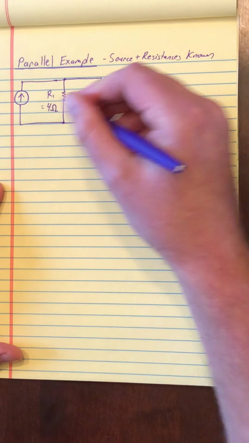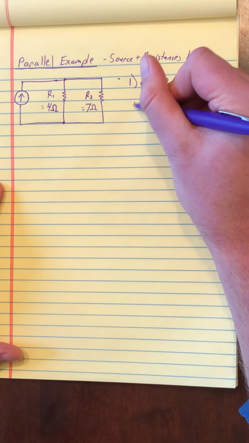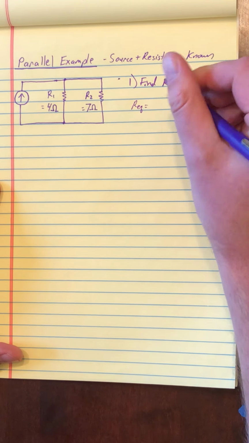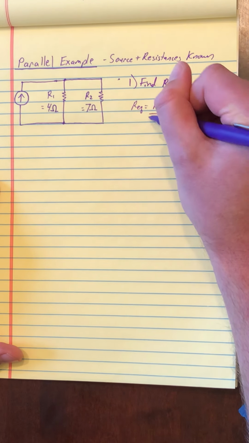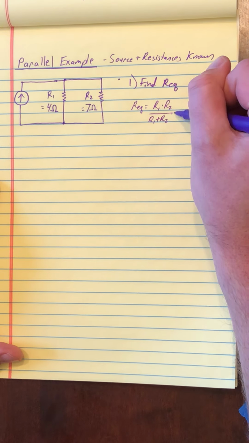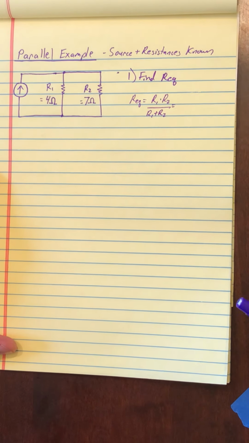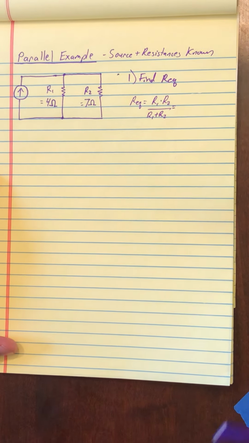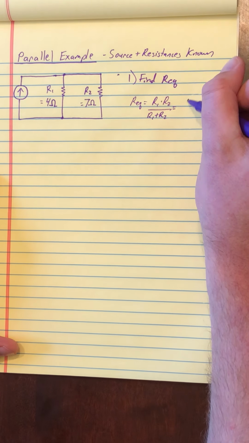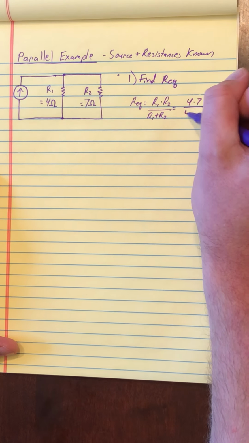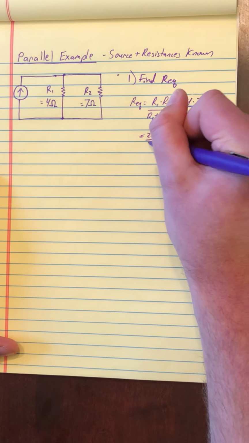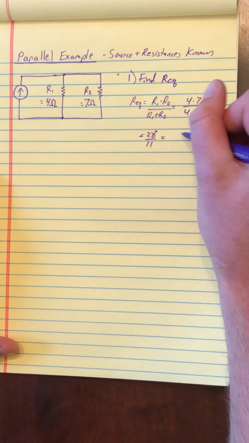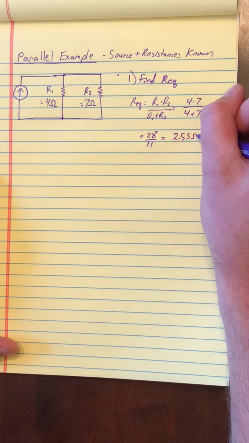So we said there's 2 resistors, so we can find that equivalent resistance as the product over the sum. So this is R1 times R2 over R1 plus R2. And if I do that, I get 4 times 7 over 4 plus 7, which is equal to 28 over 11, and that's 2.55 ohms.